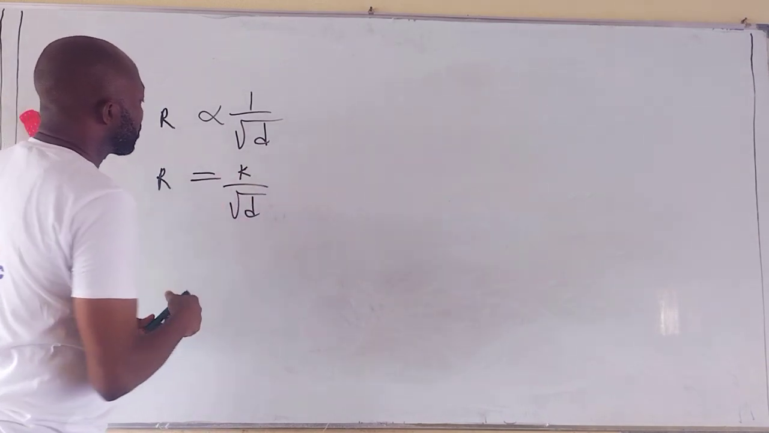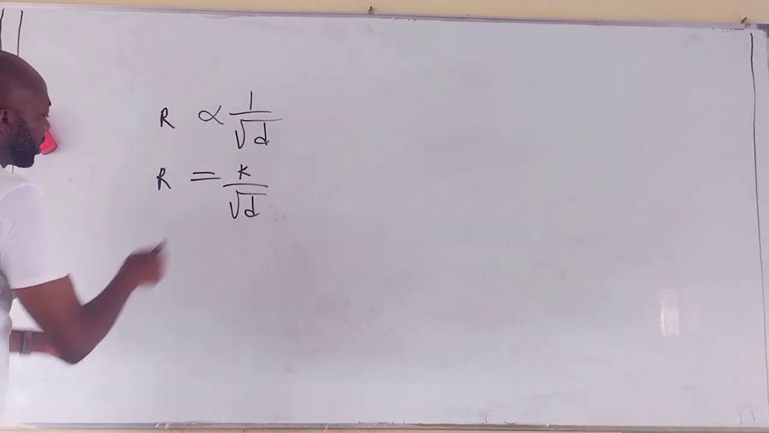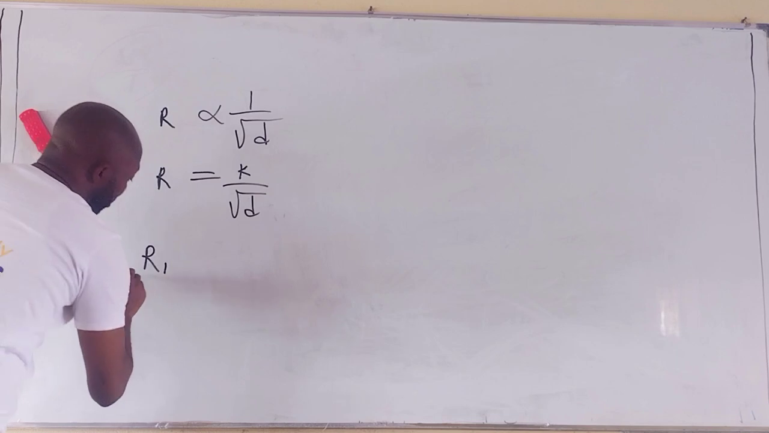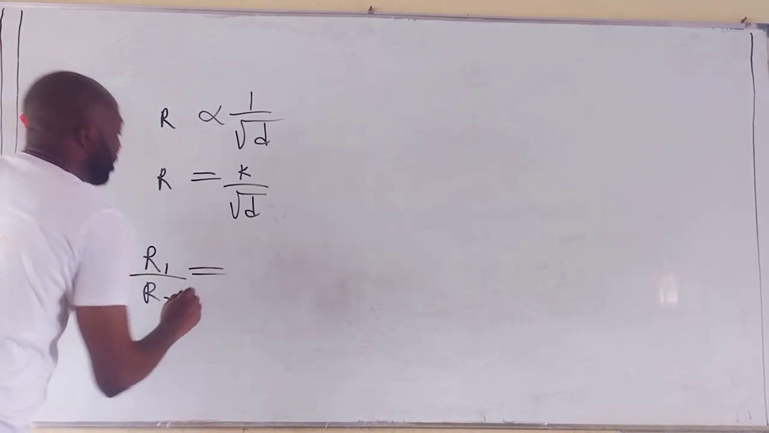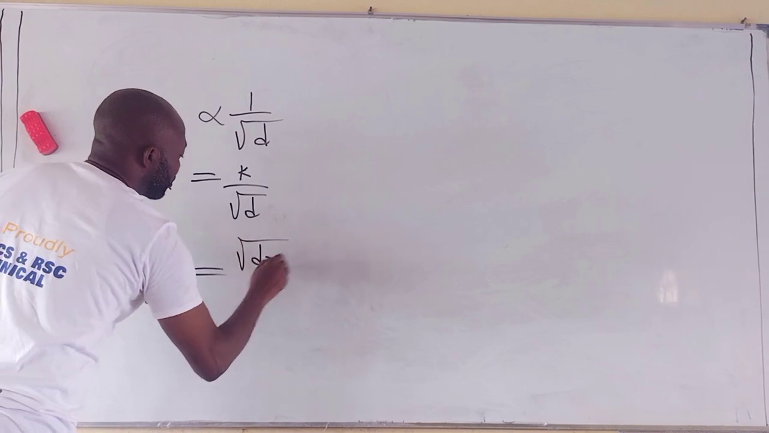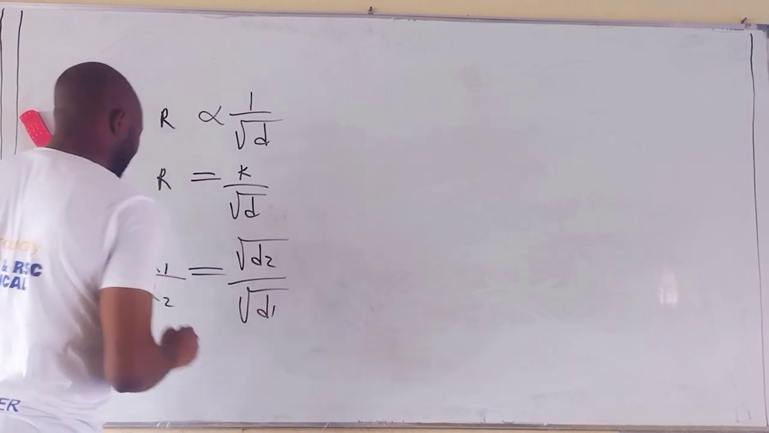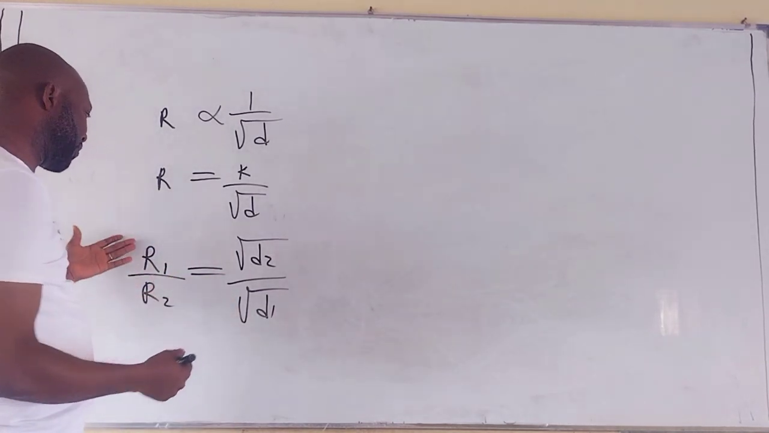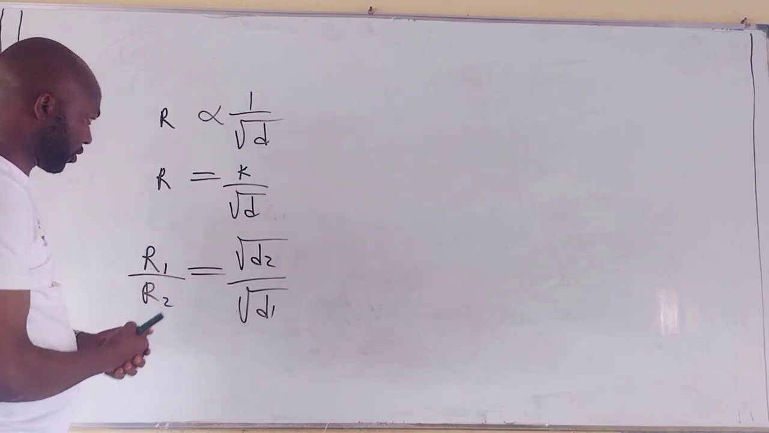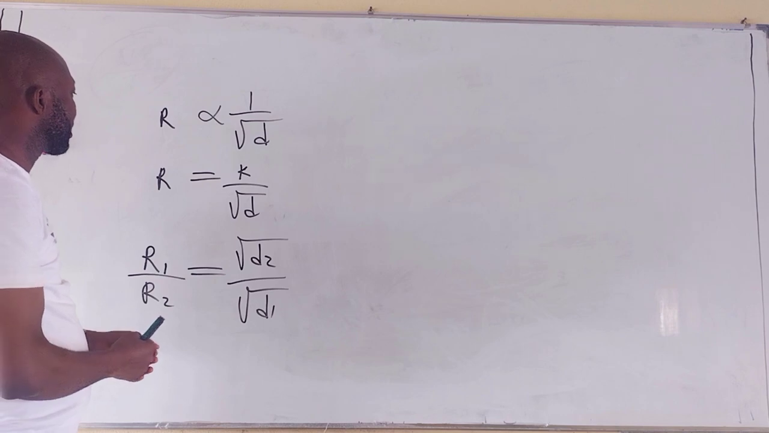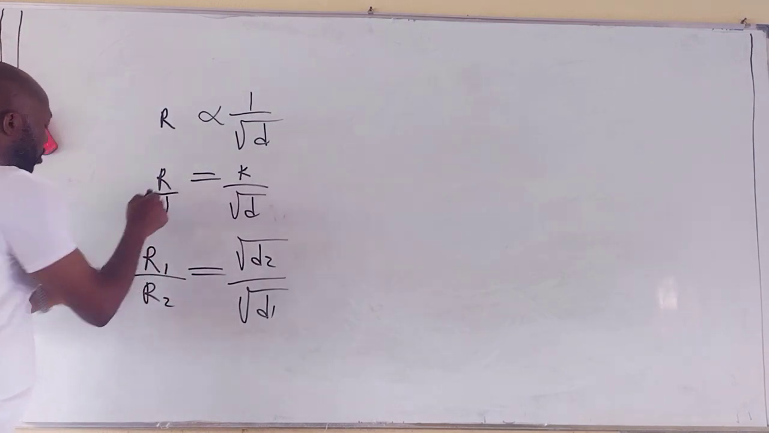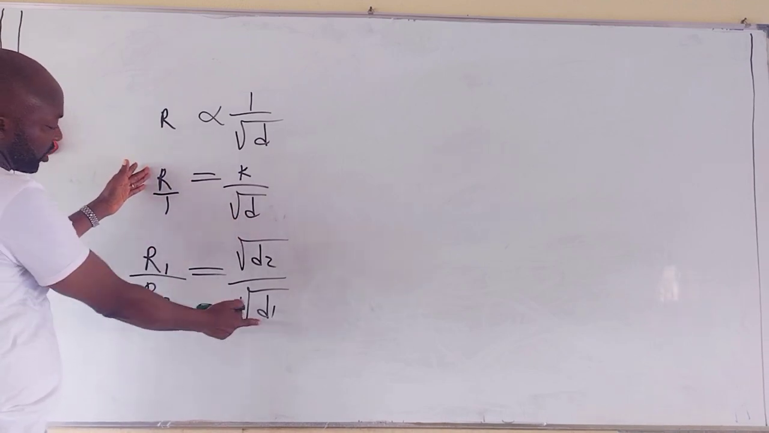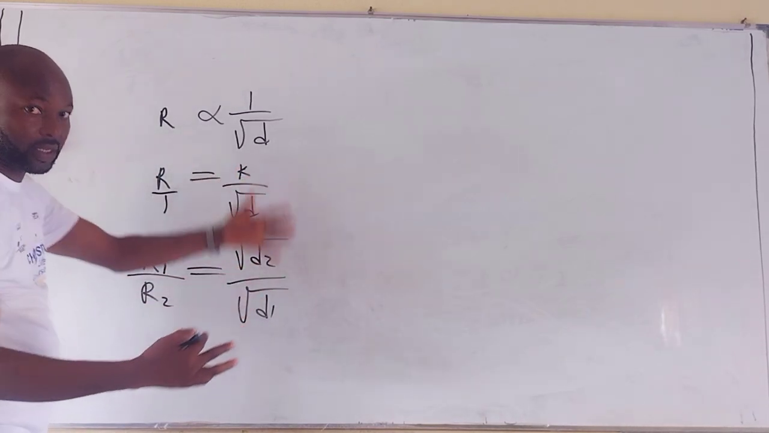But in the scenario where we're having two gases, we're going to have R1 over R2 equal to the square root of D2 over D1. This is for the first gas, the rate of diffusion for the first gas, the rate of diffusion for the second gas, and so on and so forth. You should always remember that this is in a cross multiplicational form, R times the square root of D. So R1 to its D1, R2 to its D2, that's the case, the chemistry here.